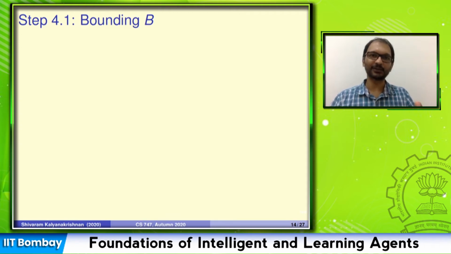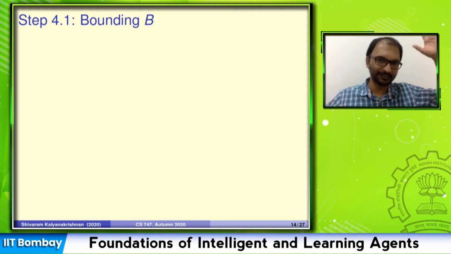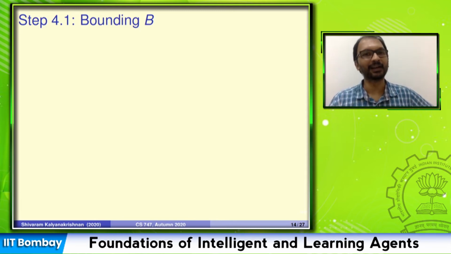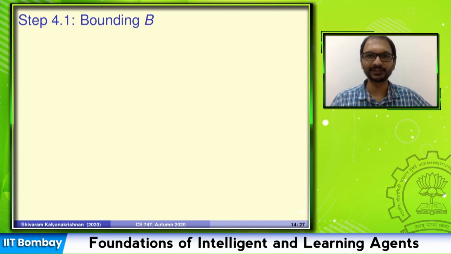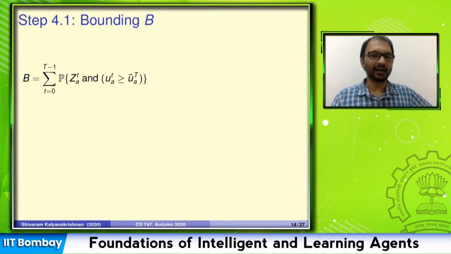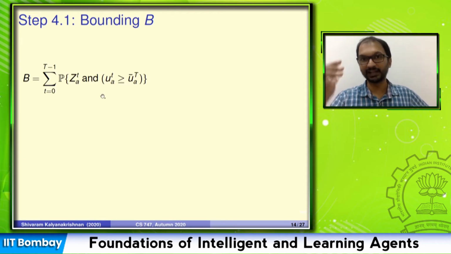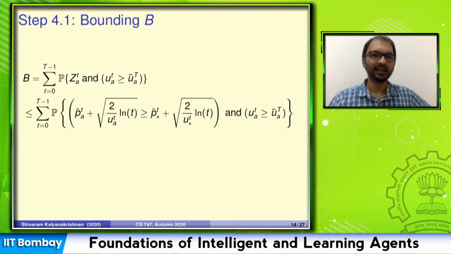And step 4 itself is going to be in 3 parts. So let's look at step 4.1 first. You're going to encounter some very subtle, big looking equations right now, but maybe have a cup of coffee or something and do it slowly and steadily. All right, so remember that B was the sum of these terms where Z_t^a happened, but U_t^a was greater than or equal to U bar_t^a.